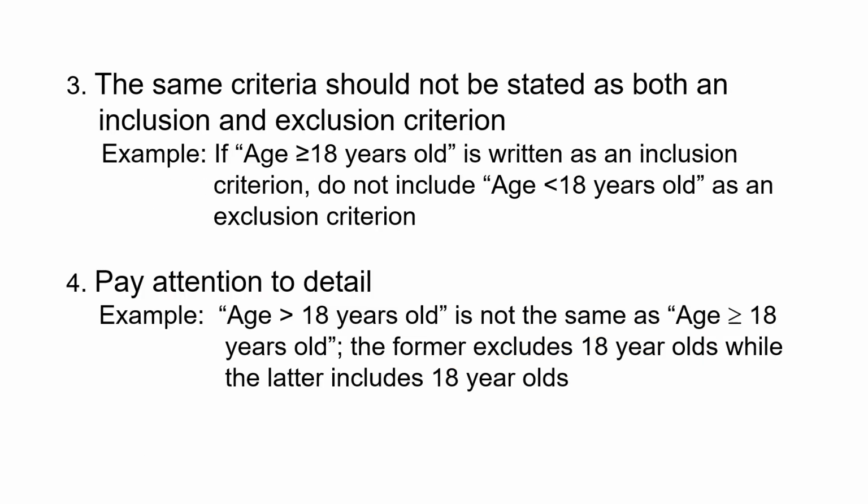Third, the same criteria should not be stated as both an inclusion and exclusion criterion. For example, if age more than 18 years old is written as an inclusion criterion, do not include age less than 18 years old as an exclusion criterion. Fourth, pay attention to detail. Age more than 18 years old is not the same as age more than or equal to 18 years old, because the former excludes 18 years old while the latter includes 18 years old.